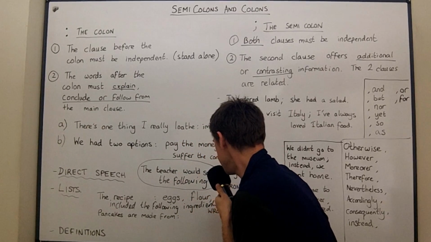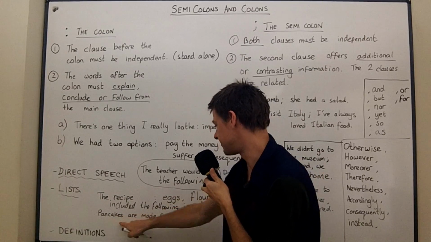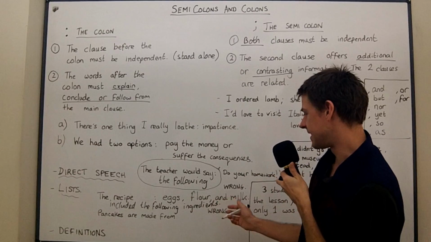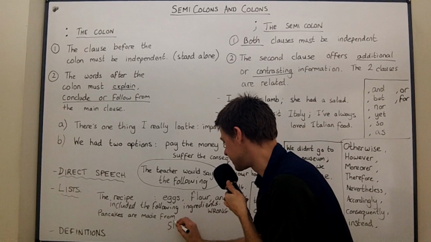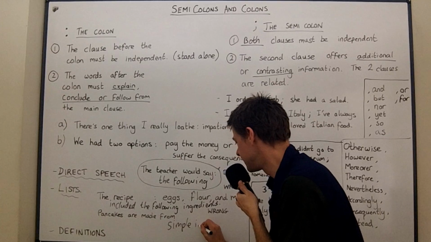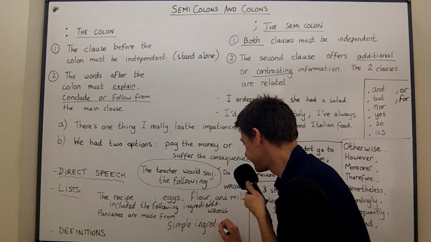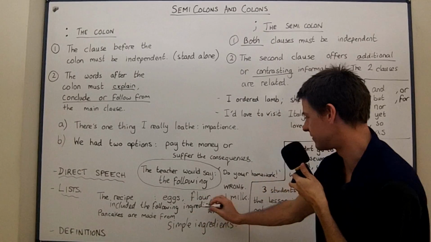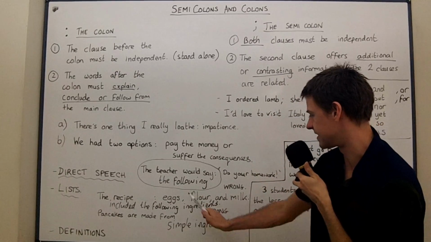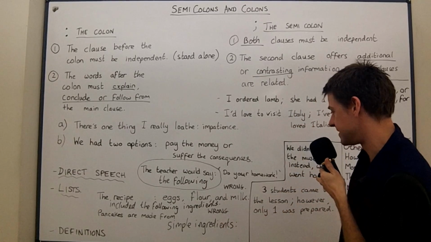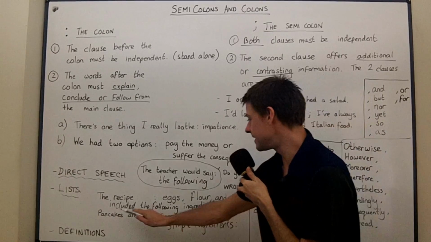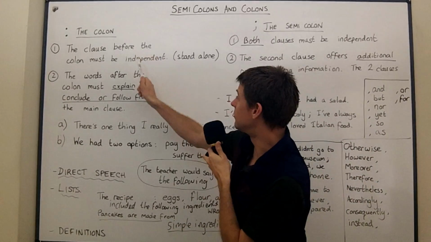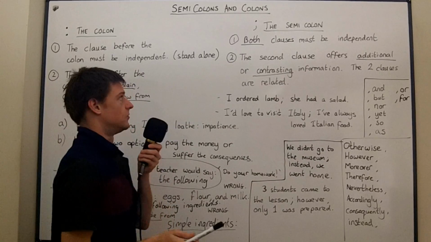Okay? Now the last one is also wrong. You cannot say pancakes are made from, colon. That would be wrong. You'd have to say pancakes are made from simple ingredients and then put the colon, yeah? Eggs, flour, milk. Eggs, flour and milk separated with the comma, as always, and I've even included the Oxford comma there. Eggs, comma, flour, comma and milk. Okay? So make sure that the clause before the colon is independent.